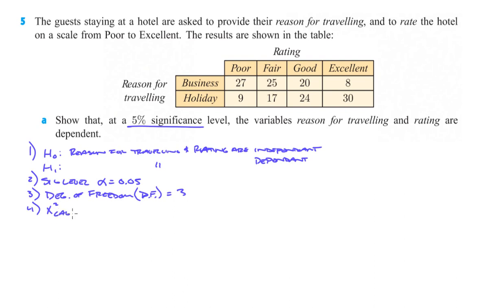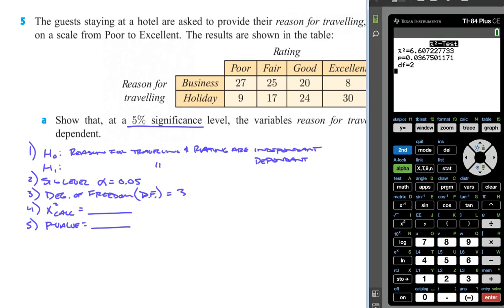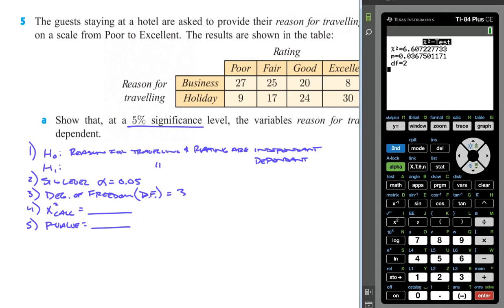And then step 4 is when we're going to figure out what chi-squared calculated is. And then 5 is also going to be our p-value. I'm just going to write those both down now because we're going to find both of those when we calculate. Okay, so let's move this over here so we can see everything.